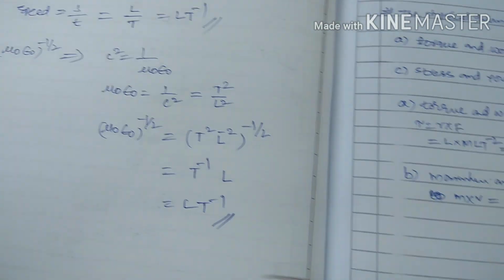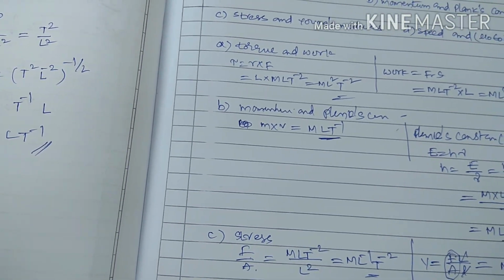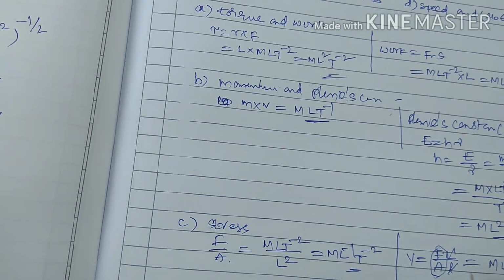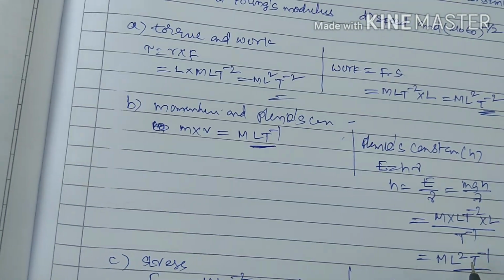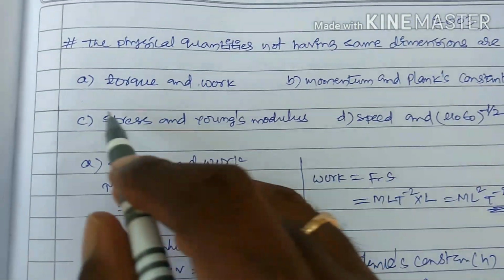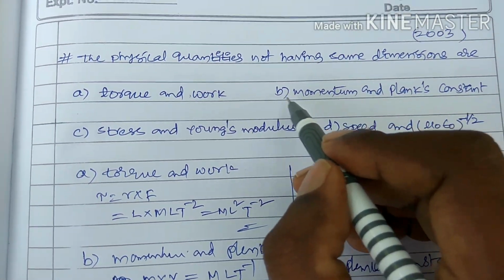So this is L T^-1, which also has identical dimensions. Here the non-identical dimensions are in option B, that is momentum and Planck's constant.